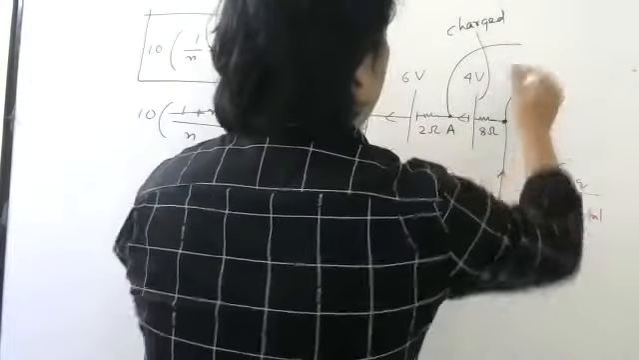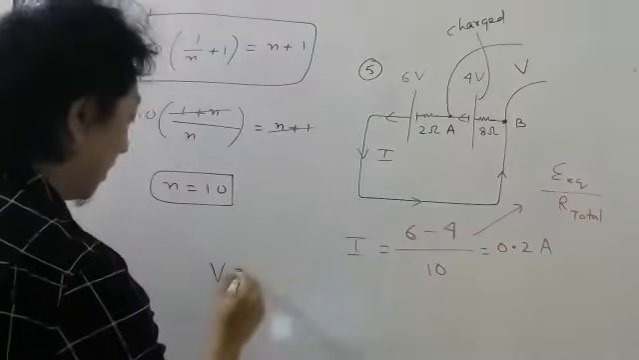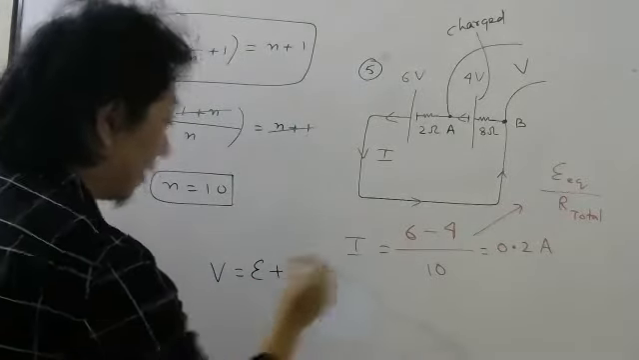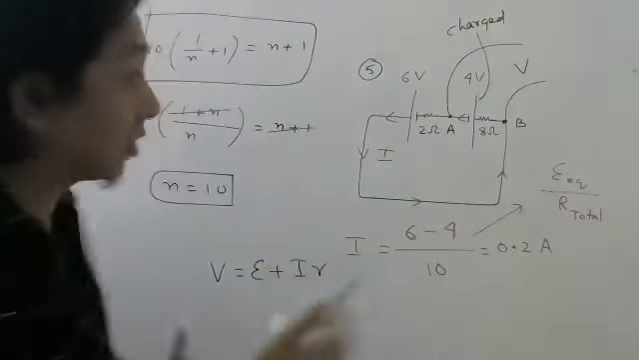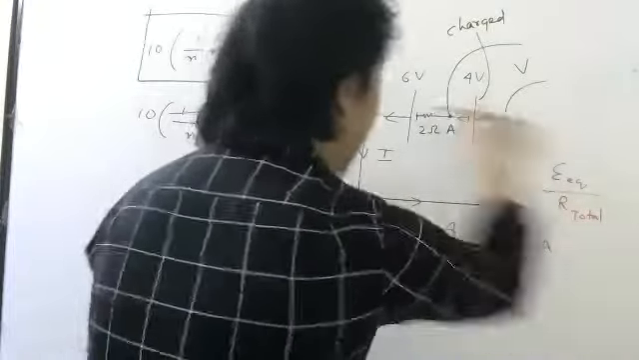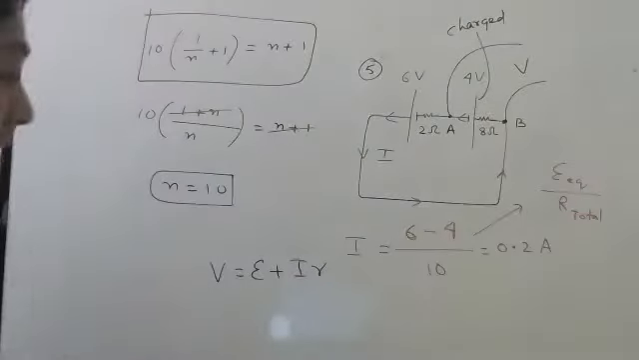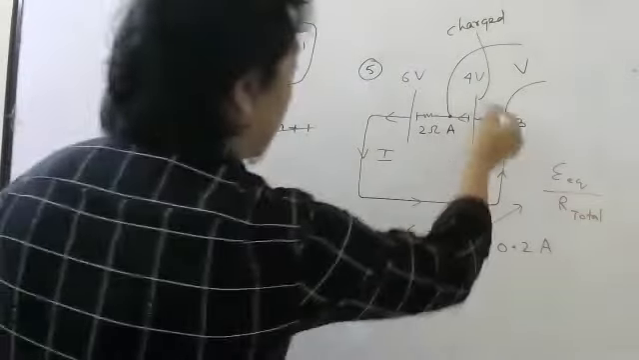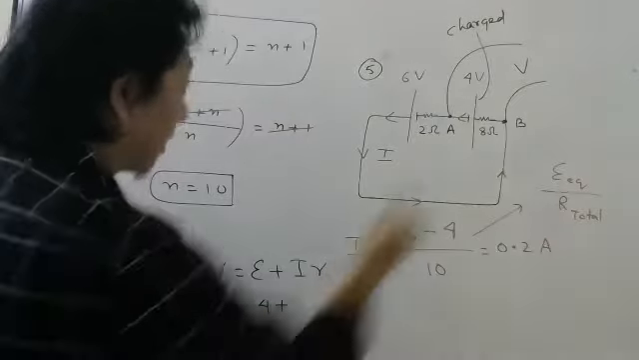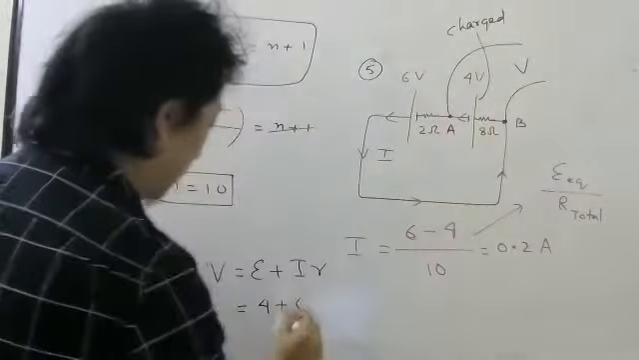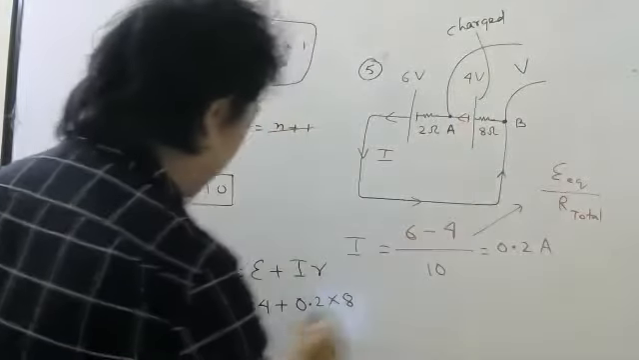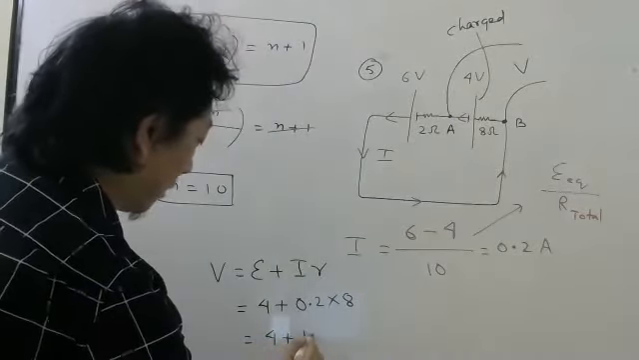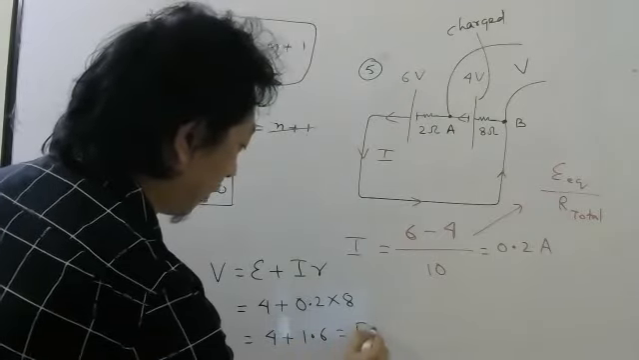Let me write this side. Whatever is the terminal voltage here, that will be E plus IR, because this battery is getting charged. Remember that, because current is entering the positive terminal. So for this battery, what is the EMF? 4. What is the current flowing in the circuit? 0.2, into the internal resistance of this battery, which is 8. So 4 plus 1.6, which is 5.6 volt.